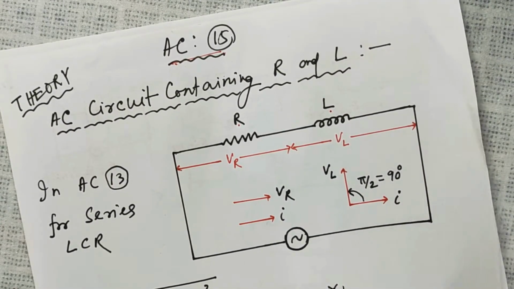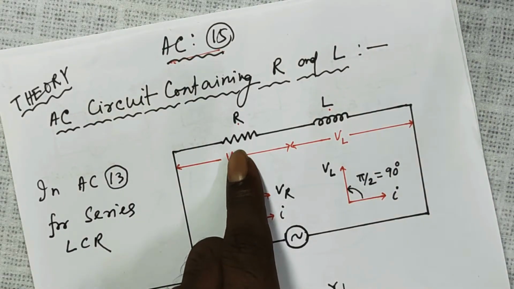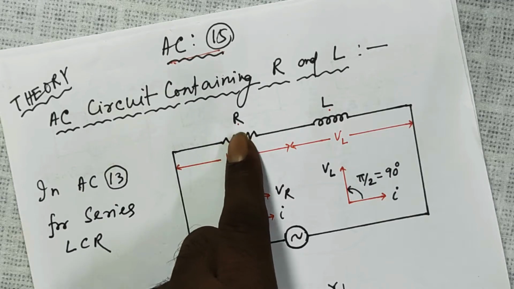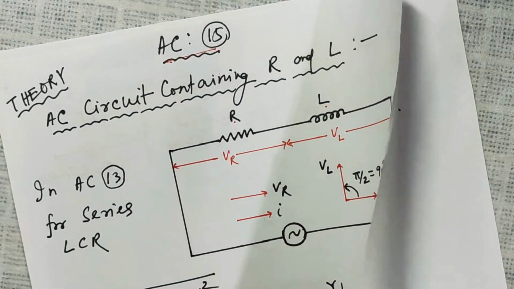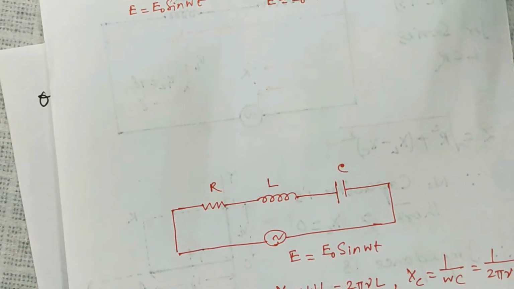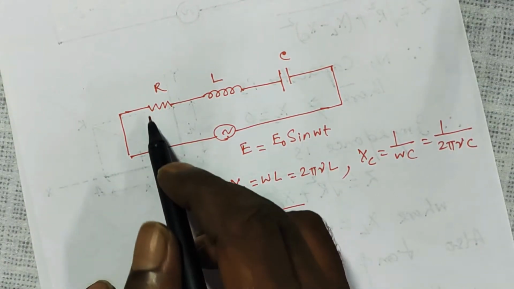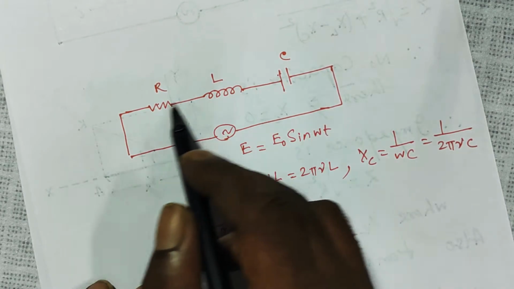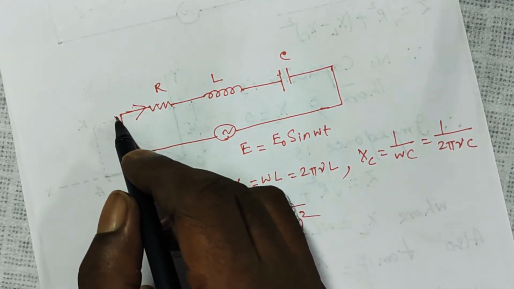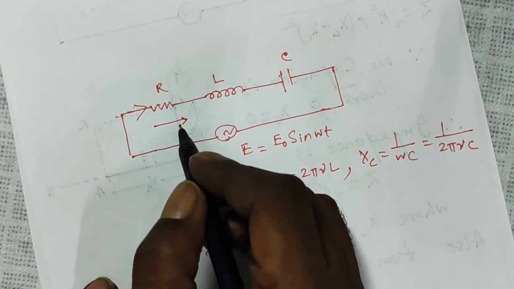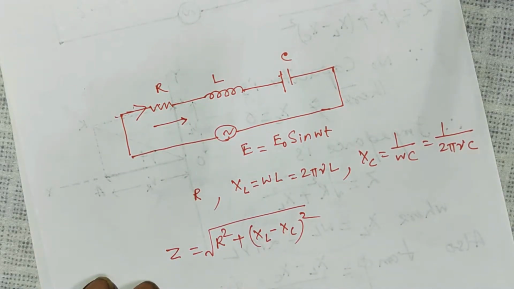Since we have already discussed series RLC circuit prior to this, AC 15, we have already discussed resistance, inductance and capacitance in series. So all through, the current is the same, the direction of current and the maximum value of the current.